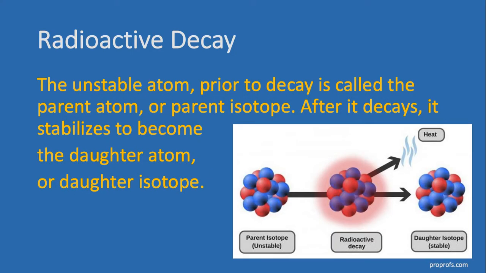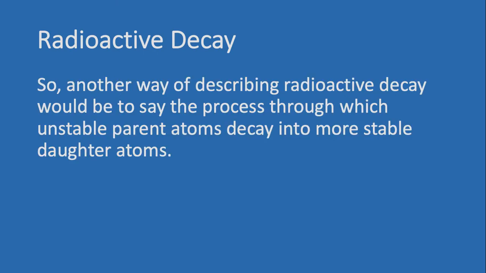The unstable atom prior to decay is called the parent atom, or the parent isotope. After it decays, it stabilizes to become the daughter atom, or daughter isotope. So another way of describing radioactive decay would be to say the process through which the unstable parent atom decays into the more stable daughter atom.